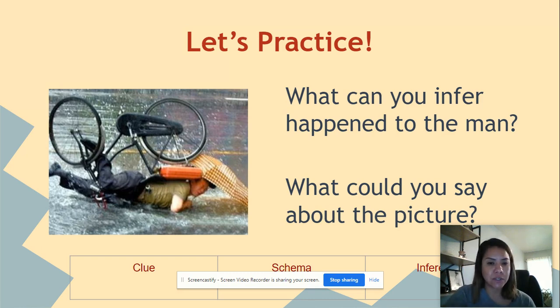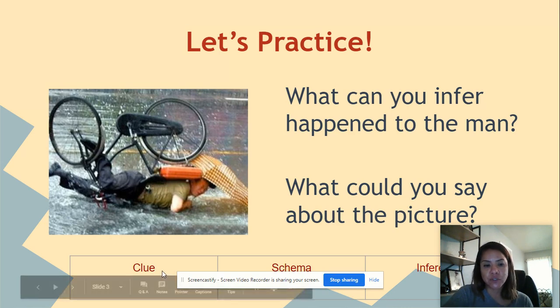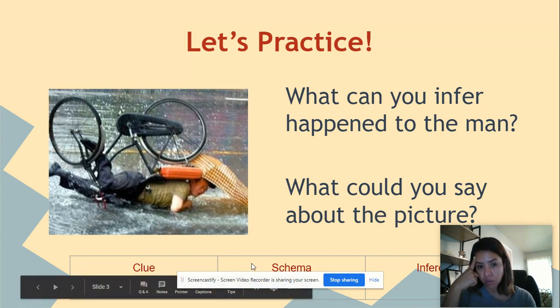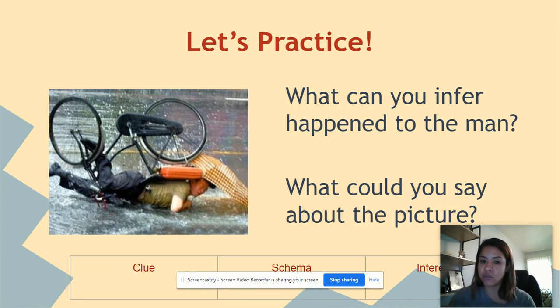Okay, what else are you thinking? What else are you noticing in the picture? I'm noticing that it's wet, and I know that when it's wet, I'm using my own thinking. I know that when it's wet outside or even in the hallway, you can slip and fall because water makes a surface slippery. Okay, and then I also noticed that he has an umbrella. That's your clue. Well, what about the umbrella? Now you're using your own thinking. Well, I know that you use umbrellas when it's raining outside, right?